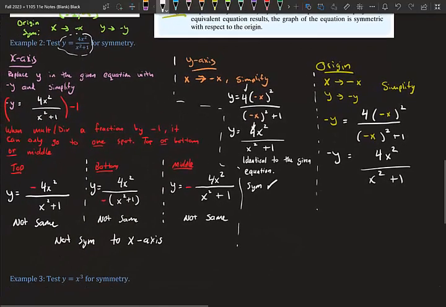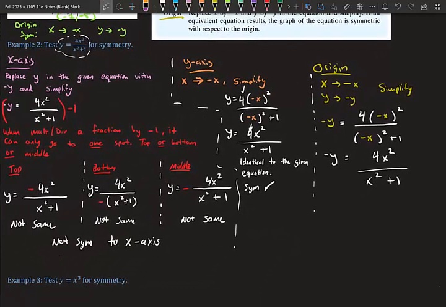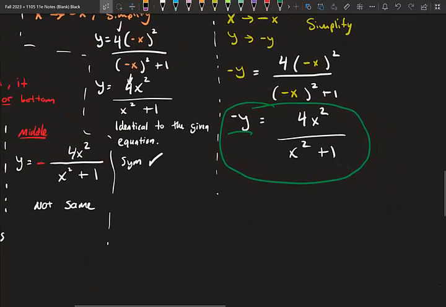Now, I don't know if you notice, we already did this. I'm going to circle it in green. Doesn't this look exactly like this? It's the same exact thing. And when we did that, it didn't work. Work smarter, not harder. You do not have to repeat the steps again because we already did this part. We already did negative y equals 4x squared over x squared plus 1. It didn't work. So it is not going to work.